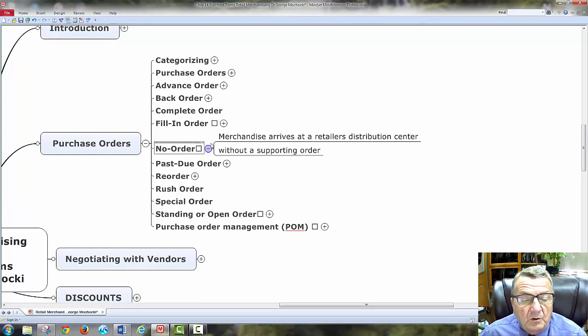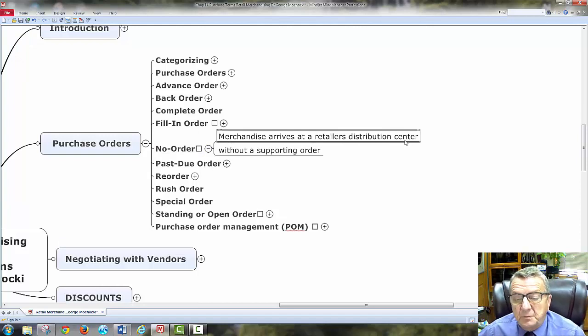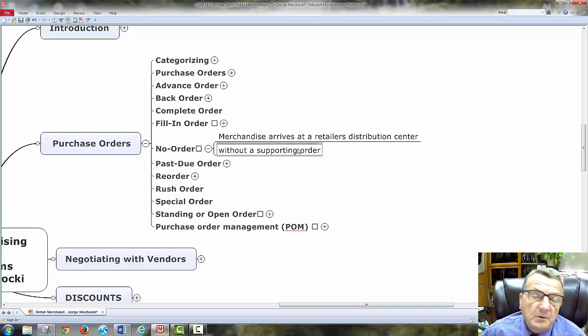Okay, no order. Merchandise arrives at the retail distribution center, another tongue twister, without supporting an order. What do we do? I got the goods in there, maybe the paperwork got lost, or the electronics had a glitch, and they come to the distribution center. What are we going to do? Do I take it into credit? I call them, hey, I got this shipment, what do you want me to do? Sometimes you see it at the college I teach at, hey, we got this order but no paper. Who does it belong to? Someone's going to get billed for it.